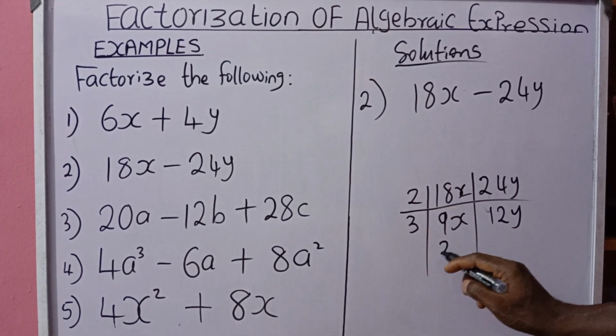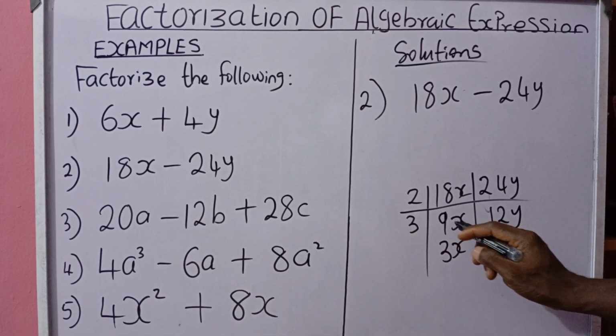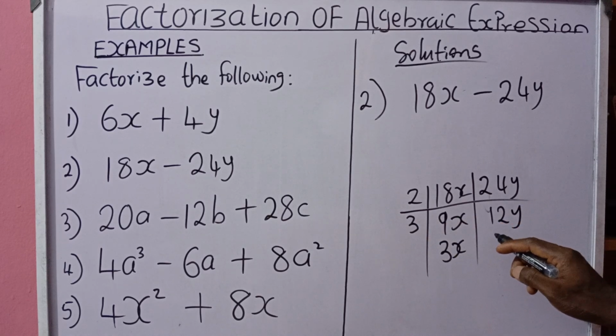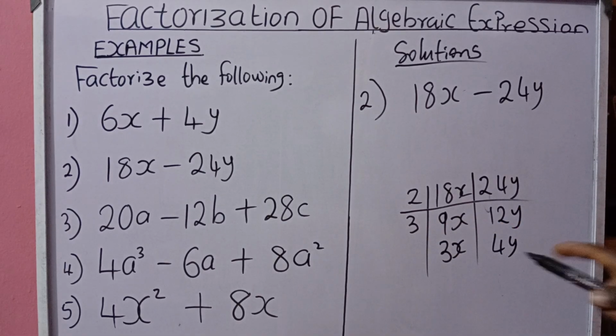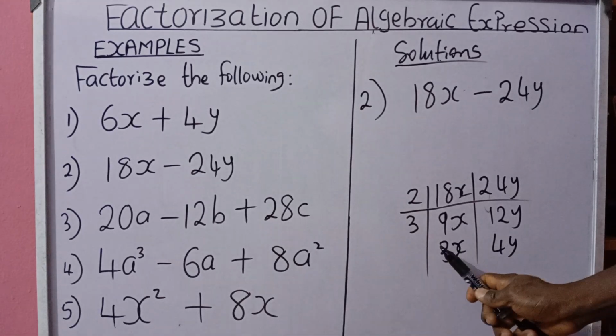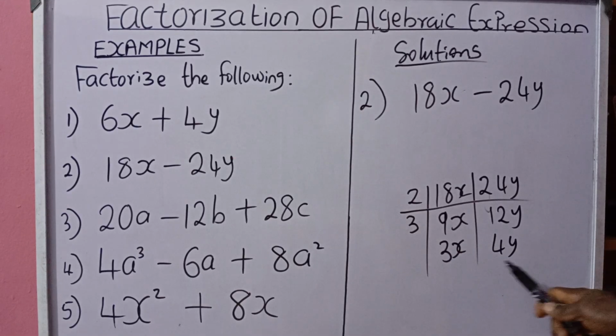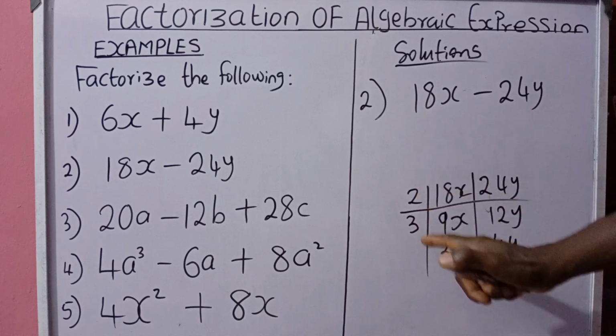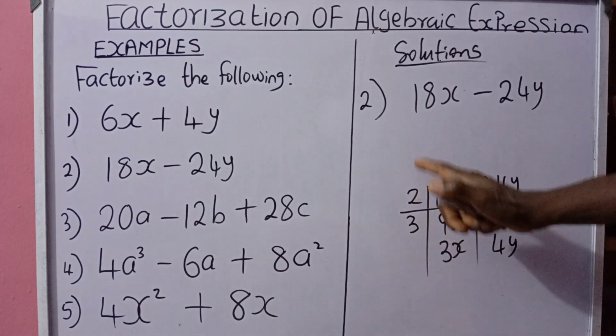3 divide 9x will give us 3x. Then 3 divide 12y will give us 4y. When you look at what we have here, they do not have anything in common. No number can divide 3 and 4 together. And x and y are different alphabets altogether. So when nothing can divide them further, then you take the product of what we have at this side.